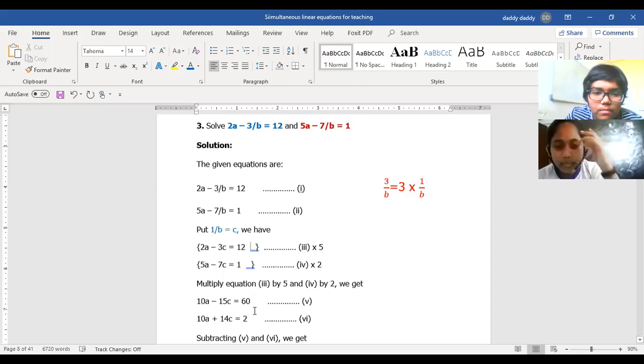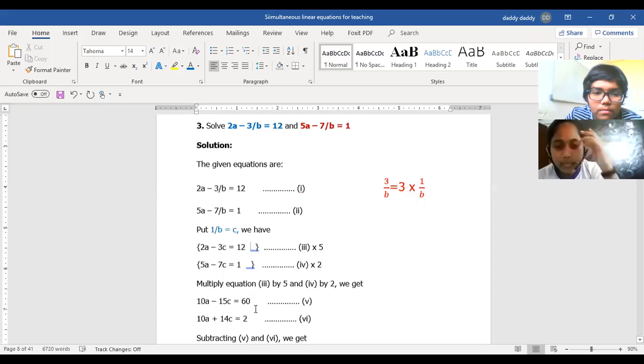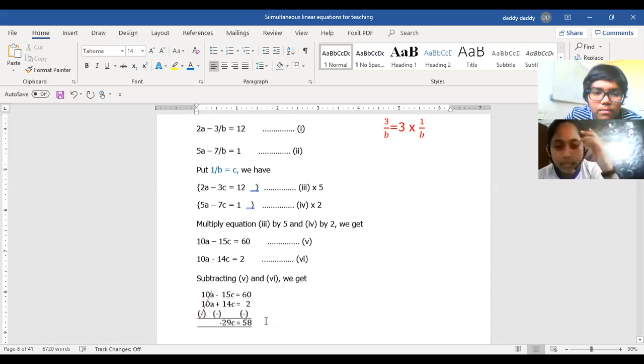Now what will happen is, 14c. Yeah, ma'am, in the sixth equation, it's plus 14c. Ma'am, I didn't understand. Wait, this is minus, and now after subtracting you will just change all the signs. So initially this was minus, this will become plus.